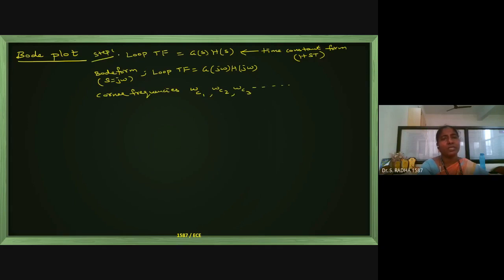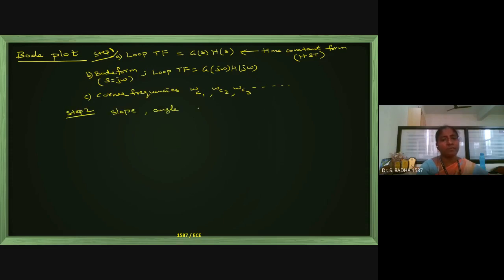We will go with time constant form, Bode form, corner frequency. In step number 1, we have to do 3 things. We have to check whether the given transfer function is in time constant form, that is, all the numerator and denominator factors are in 1 plus sT form. Secondly, we substitute s equal to j omega, which is called Bode form. Thirdly, we calculate the corner frequencies.